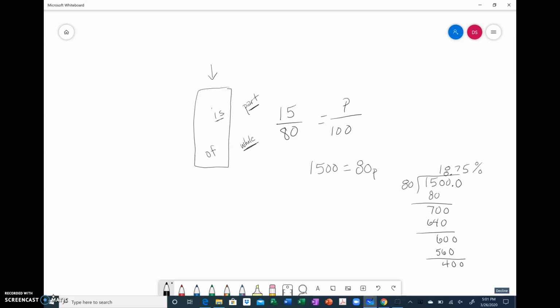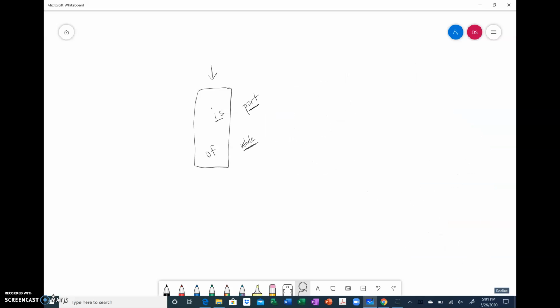18.75%, or 18 3/4% is actually what you'll see in the back of the book. I don't know why they're using fractions instead of decimals, but the same answer. Okay. And again, you can use the calculator for the long division parts. I'm fine with that.